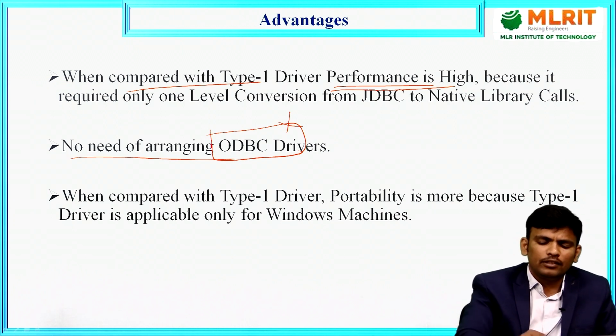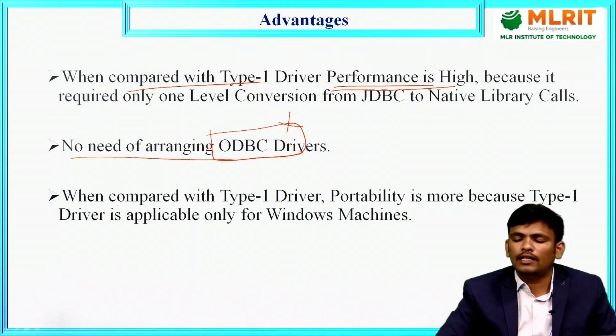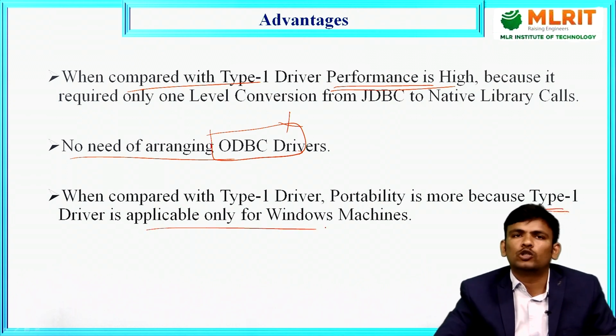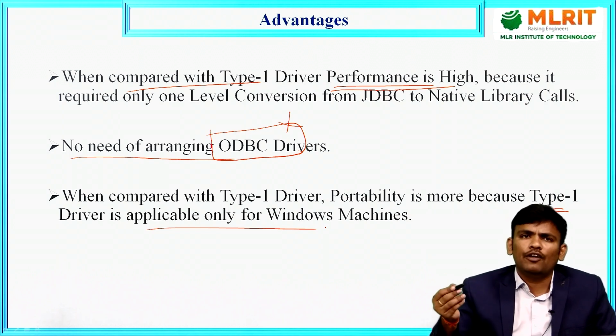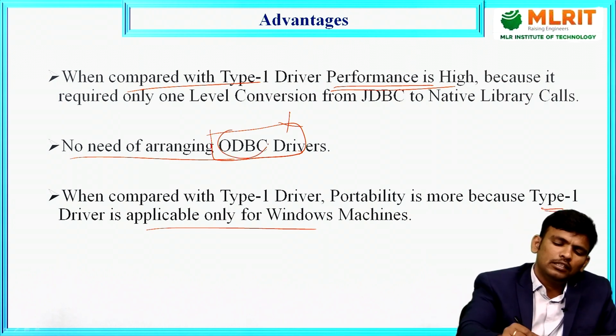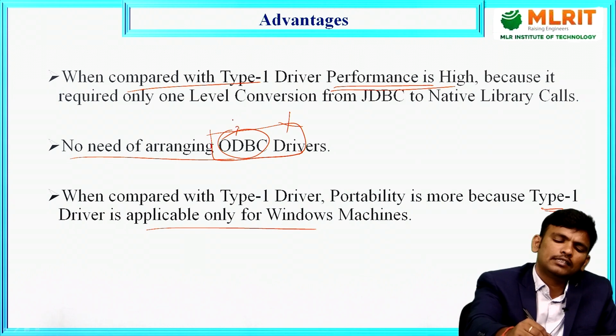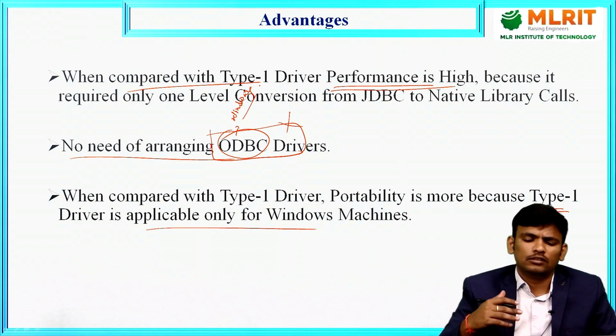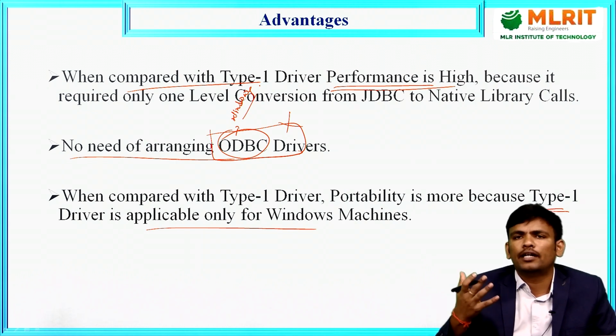Next, when compared with the type 1 driver, the portability is more. A type 1 driver is applicable only for a Windows machine, because in the type 1 driver we are taking support from ODBC, and ODBC is only for Windows. But here the type 2 driver is replaced with the database specific libraries. Database native specific libraries mean that, compared to type 1, some portability is increased here.